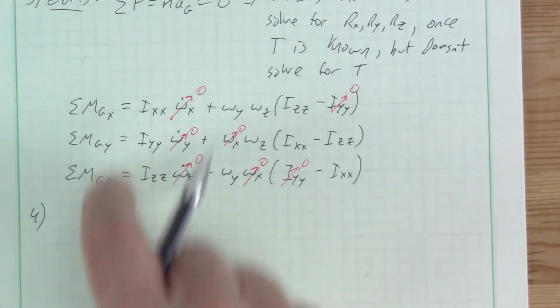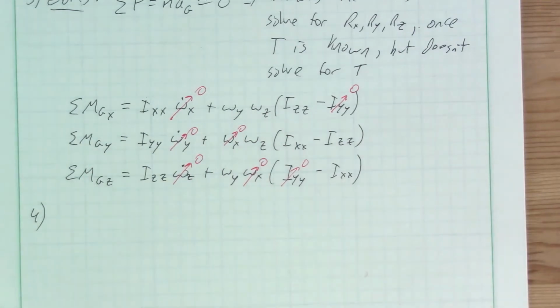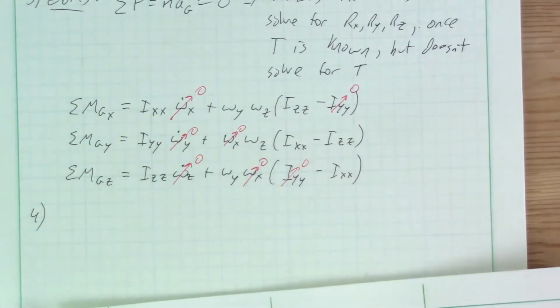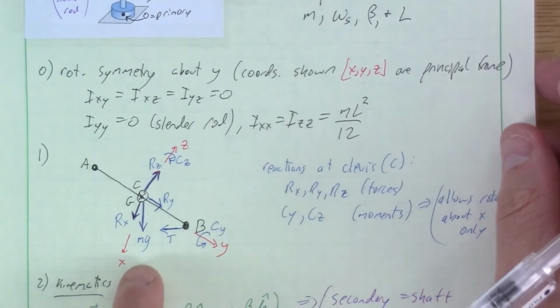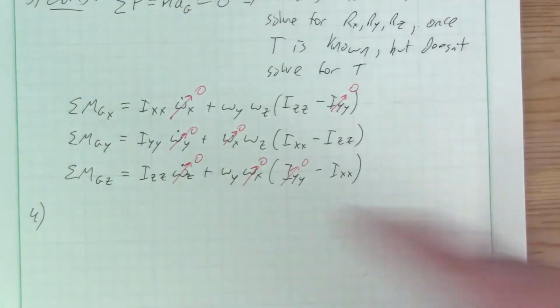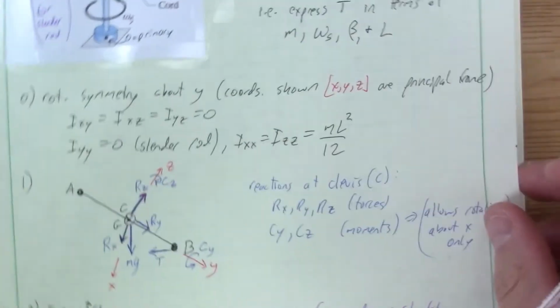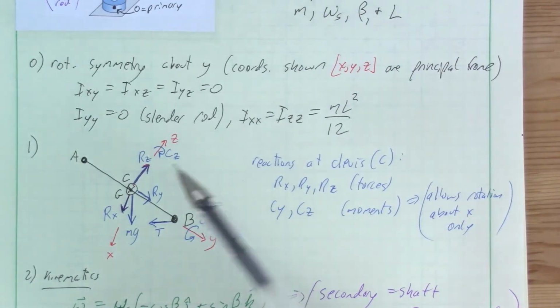Well, we need to analyze what these left-hand sides are. So let's go back to the free body diagram and take this one by one. Let's say we're going to sum moments about the center of mass, right? That was the choice there. So it looks complicated, but look, right?